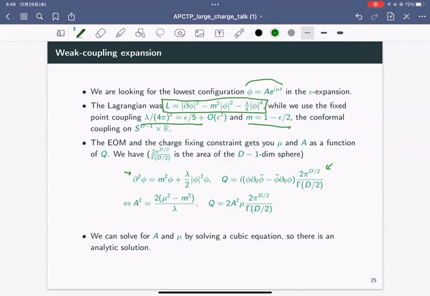And then you get the set of equations like this. And if you plug in A squared into this one, you can see that it's a cubic equation. So there is an analytic solution for mu, and then because you know the energy in terms of mu, you can plug it in to get the energy analytically, at least at leading order.